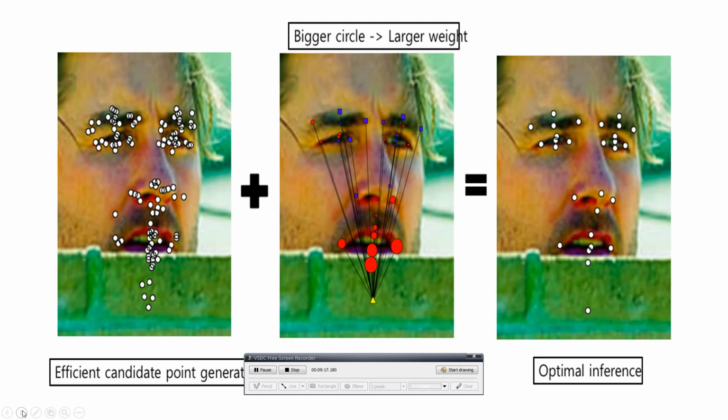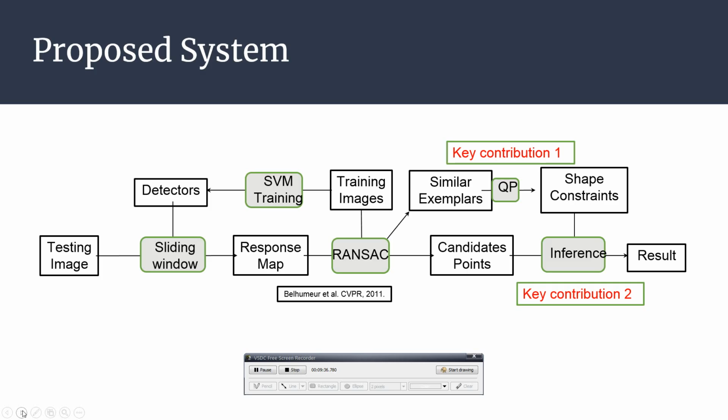As shown, a large circle means a larger weight for choosing that point. Smaller circles are less likely candidates. So basically, the bigger the circle is, the better a candidate it is for the program to keep, and the smaller circle is going to be discarded. So it will give us better efficiency around the clutter area of the picture.